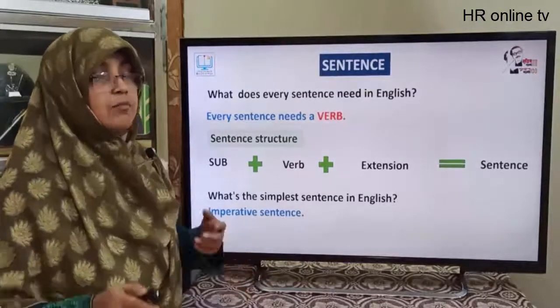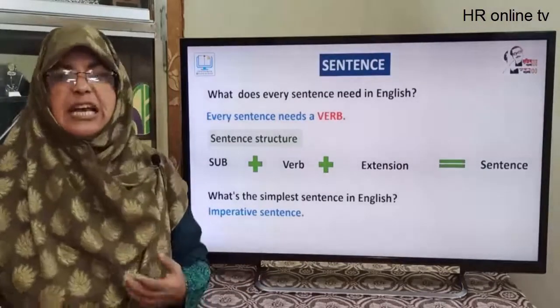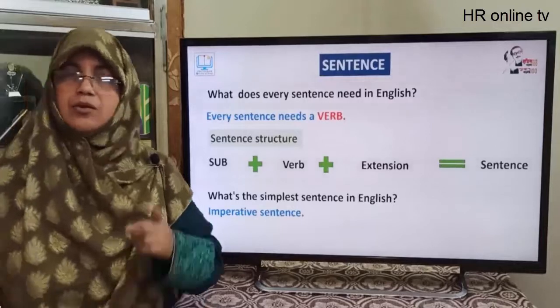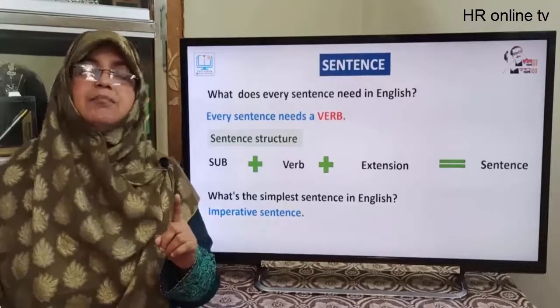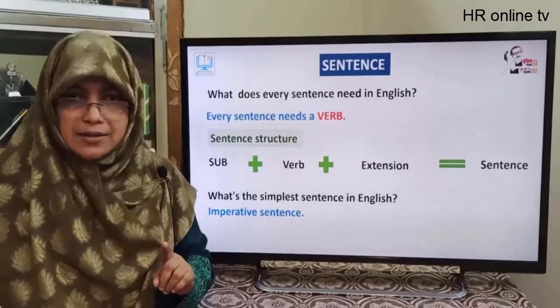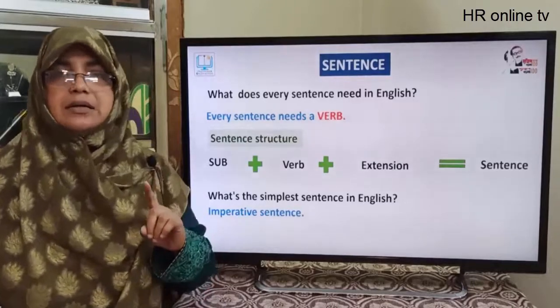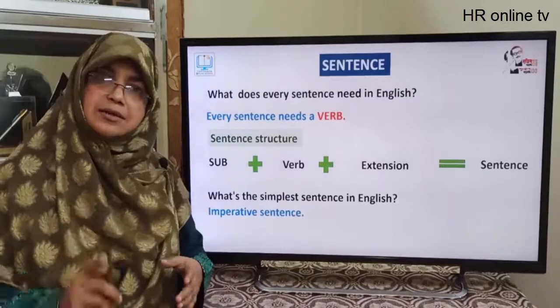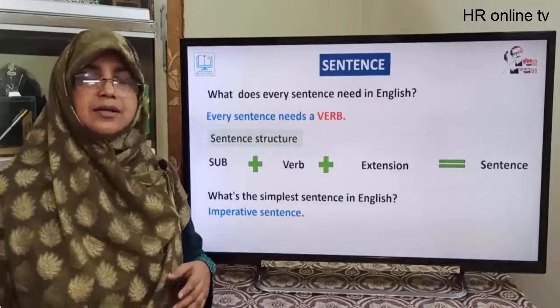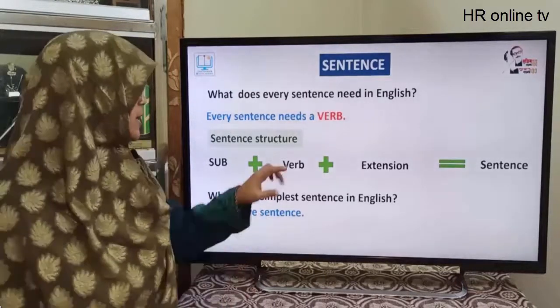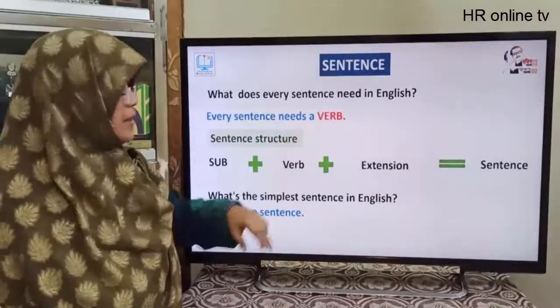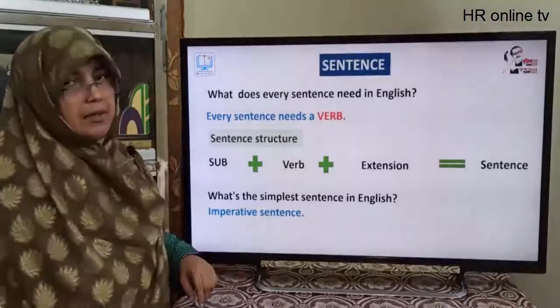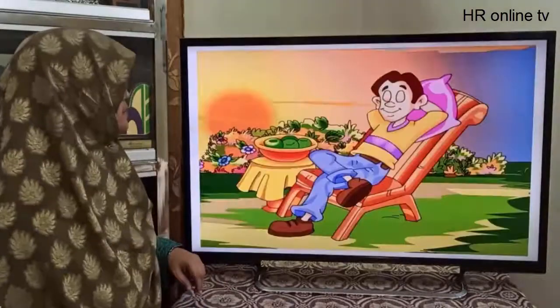Go, fast, move, run, leap. In one word, but it's a sentence. One word: run, go, leap. That's also a sentence. There is no subject, but we need a verb. Clear? Let's see an example here.